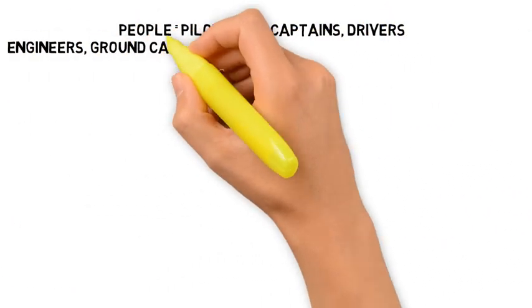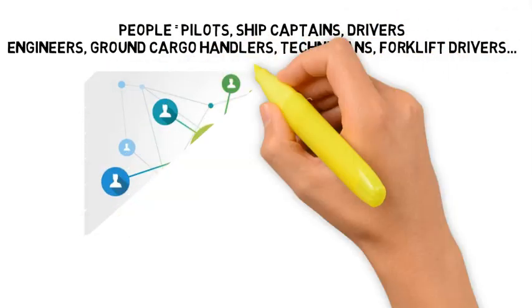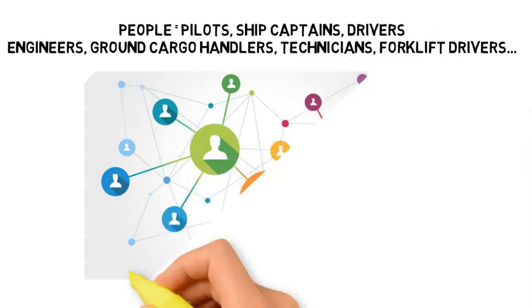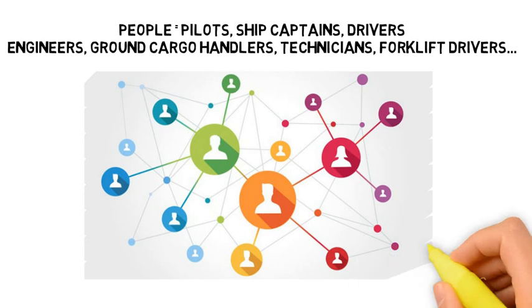The second key component of a carrier's network is of course the people who work for it to provide the services they offer to their customers. These people include pilots, captains, drivers, and any other associated staff. Similar to the assets, the people are also on the move all the time as they're being deployed to meet customer demand in different locations.